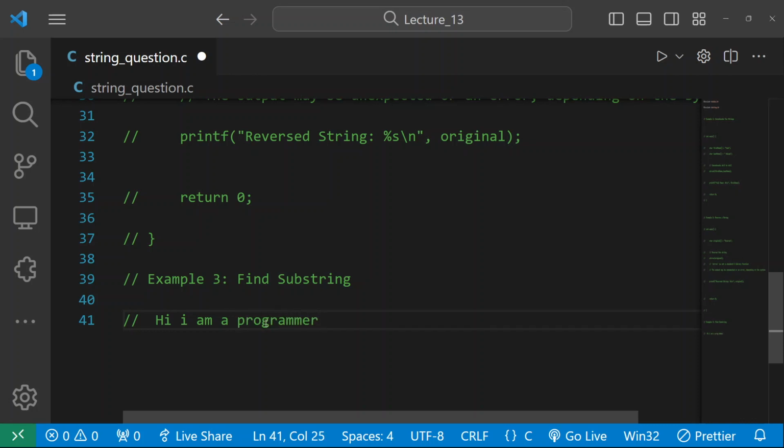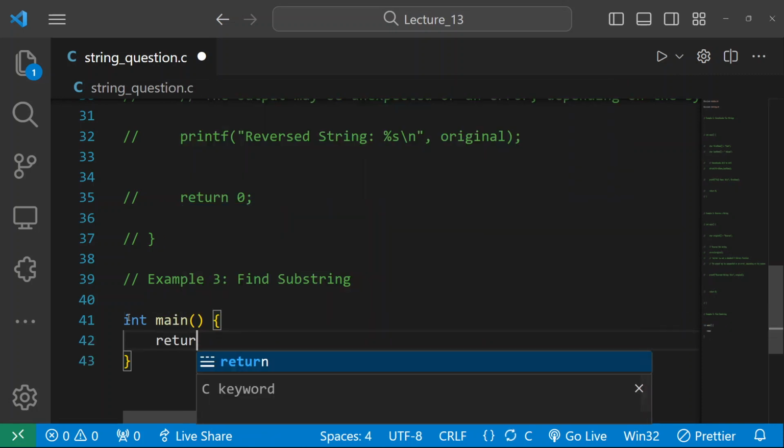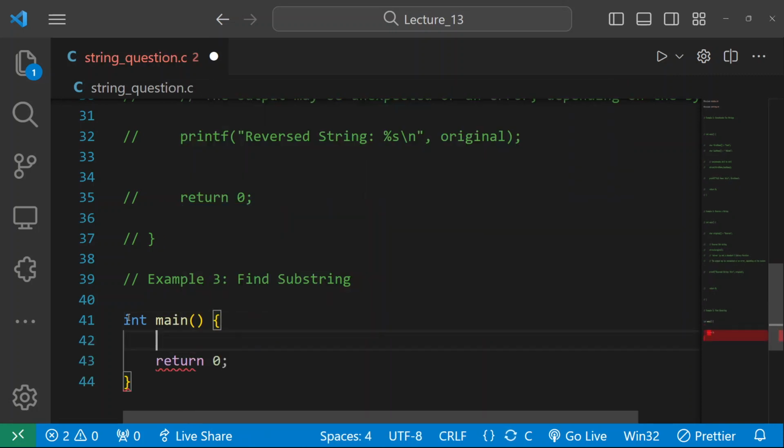So what is extracting? Extracting means you are extracting something from it, in this way. And what is substring finding? Substring finding means you are finding something within this string. Remember this thing. Let me explain through an example, writing my main part quickly. Return 0.